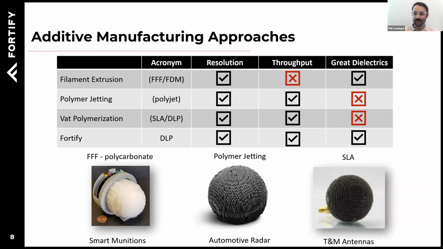Same story for vat photopolymerization. You might also be familiar with this technology. Stereolithography or DLP both fall into this category. Great resolution, great throughput, but also quite limited for the same reasons in the dielectric performance of those materials. DLP does have significant throughput advantages because you are exposing entire cross sections of a layer at a time. But again, historically limited in the material properties. That's where Fortify comes into the market. We offer the resolution and the throughput of DLP, while also offering great dielectric materials to create these gradient refractive index devices.